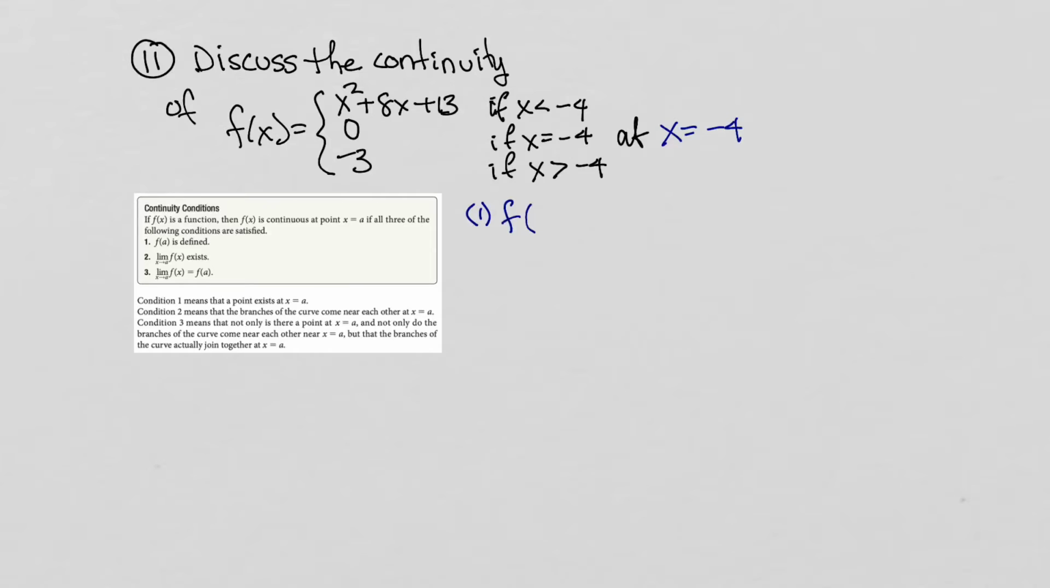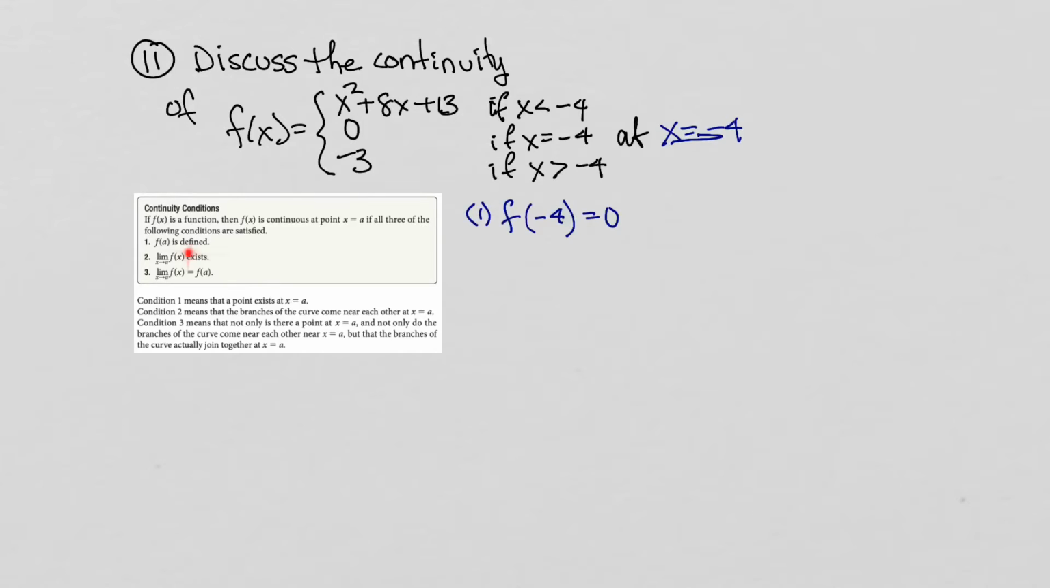We want to know, first of all, is f(a) defined? And a, in our case, is -4. So we'll put -4 into our function and see what happens. At x equals -4, this middle piece of the function tells us that f(x) is equal to 0. So we will write f(x) equals 0. So condition 1 is satisfied, right? f(a) is defined.